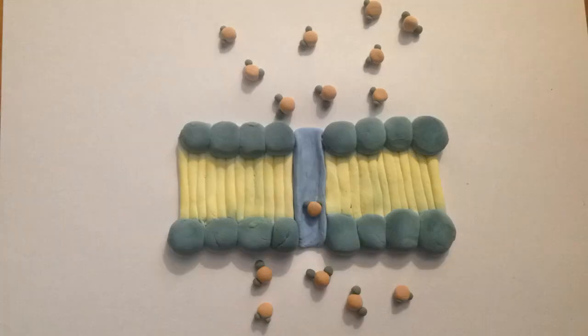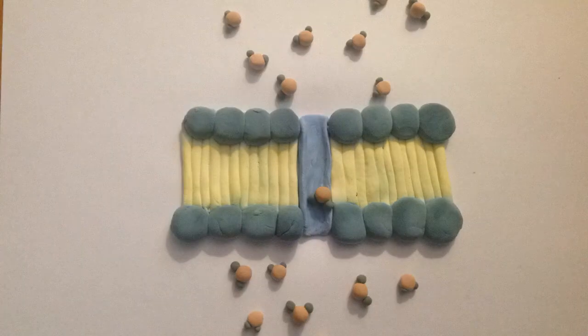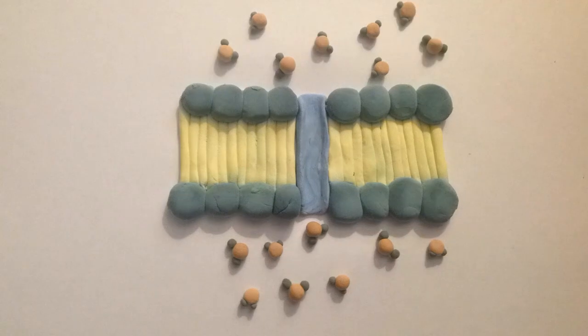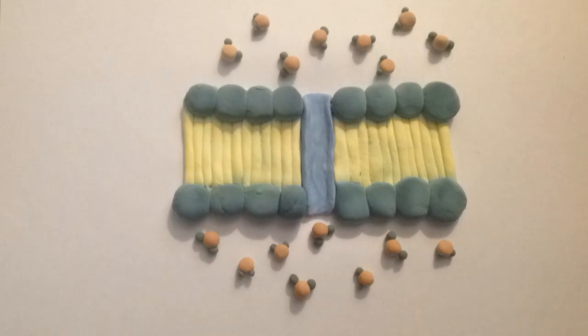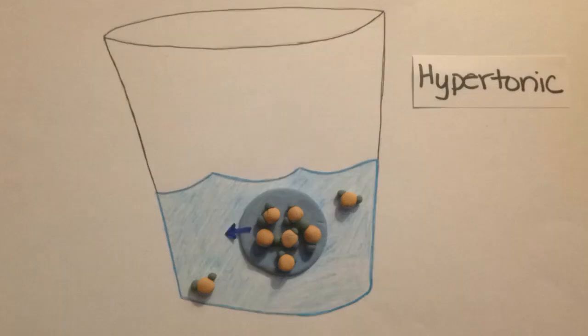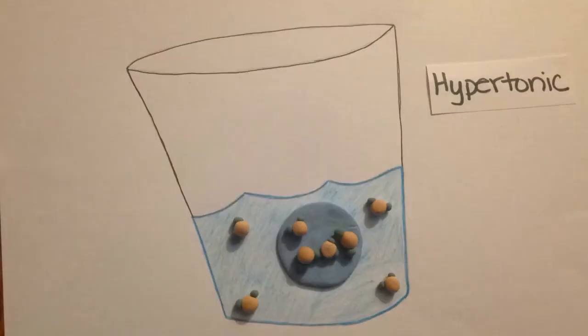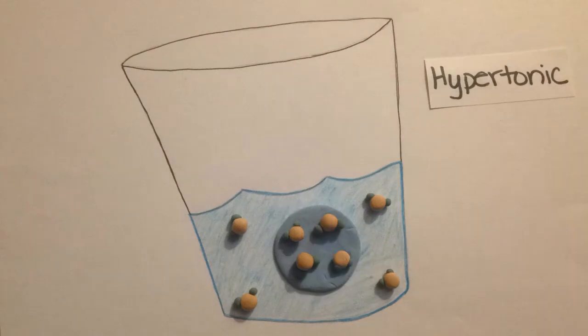In osmosis, there are three types of solutions that can occur with the cell and water concentration levels: hypertonic, isotonic, and hypotonic. Hypertonic solution is when there is a lower water concentration outside the cell than in, so what will happen is water will leave the cell to achieve equilibrium.